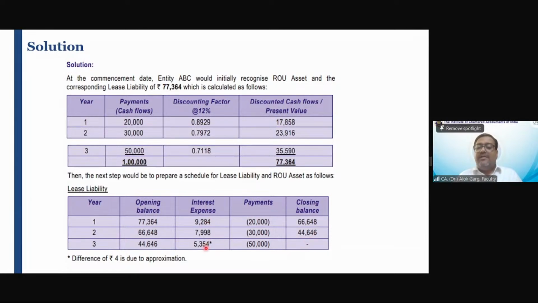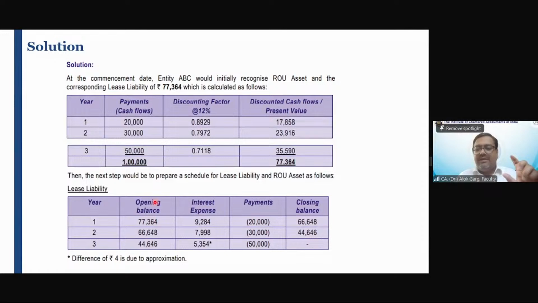What is the accounting entry for this interest expense? Interest expense account debit to lease liability. And what are my payment entries? Lease liability to bank, right? What is the first entry? ROU asset to lease liability.